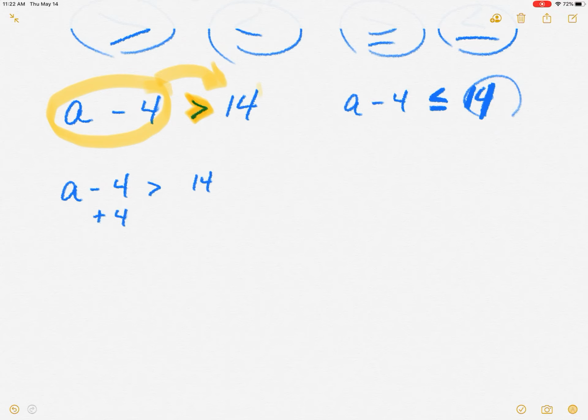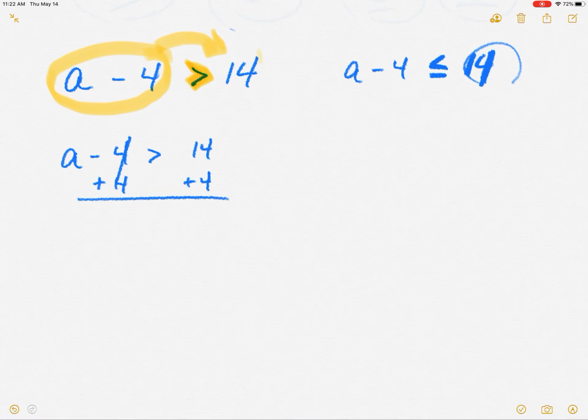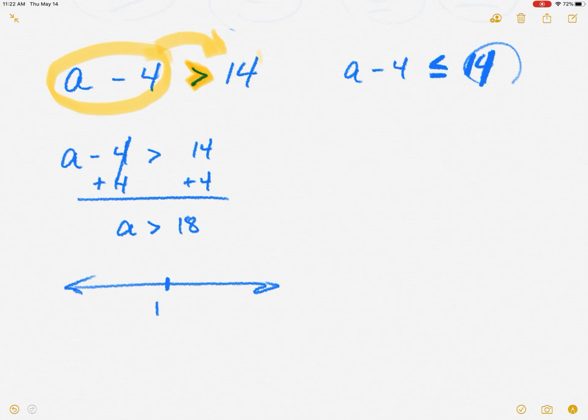If we add 4 to this side, we need to add 4 to the other side. Negative 4 plus 4 cancels out. And we end up with a is greater than 14 plus 4 is 18. All right. So all we do here is number line. I always just put a mark, 18. And it says that a is greater than 18.